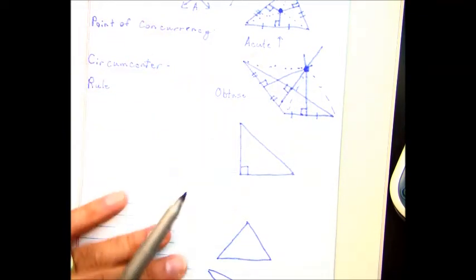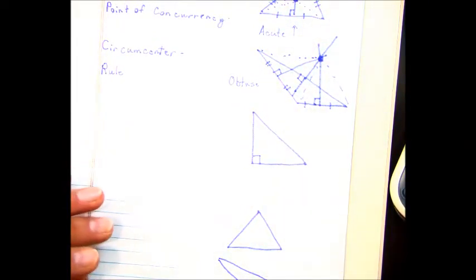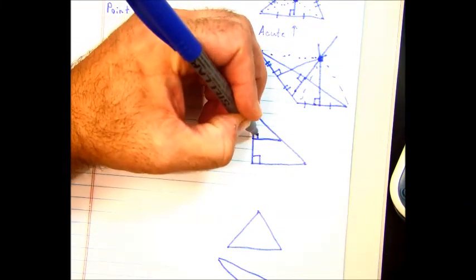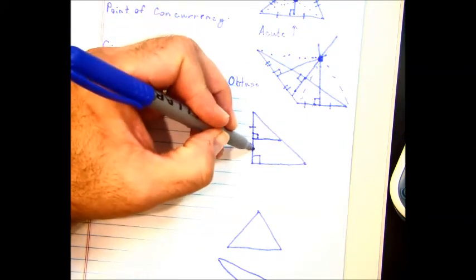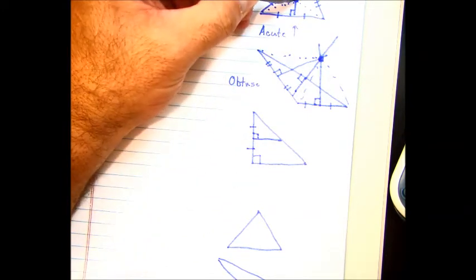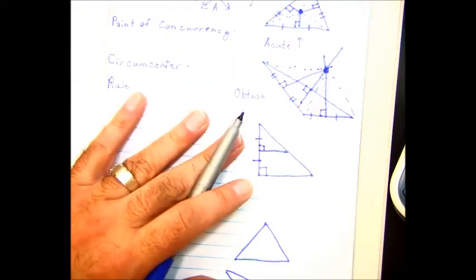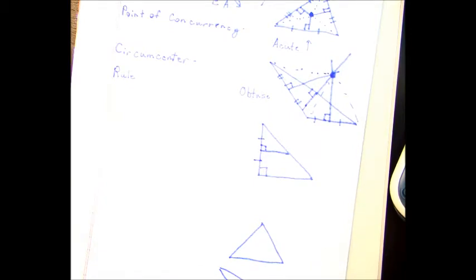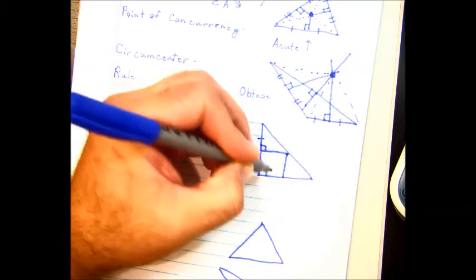Now, why is this important? Well, this is important because you have to match pictures. When you're looking at something, it should make sense. So our first rule was the perpendicular bisectors in an acute triangle all meet inside the triangle. For an obtuse, they meet outside. So where do you think they're going to meet for a right triangle? You got it. They're going to meet on the hypotenuse.